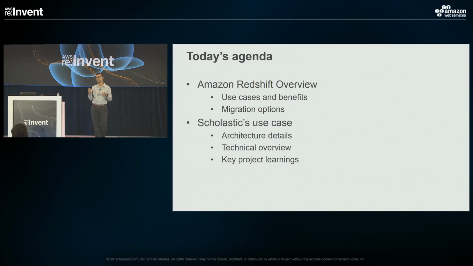So I'm going to start with a brief introduction to Amazon Redshift, and then discuss a few use cases of customers that have migrated to Redshift, the benefits that they've gotten, and go over a few options on tooling that can help you migrate to Redshift. After that, Lakshmi and Ali are going to dig deeper into Scholastic's use case, share their data platform architecture, some of the steps that they've followed to migrate to Redshift, and some of the learnings that they've had through the process of migration.